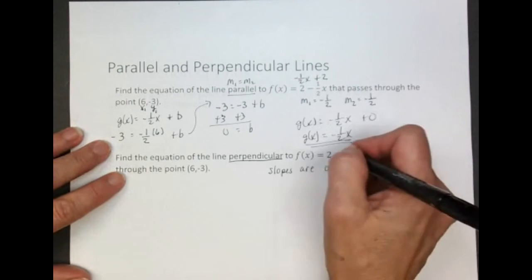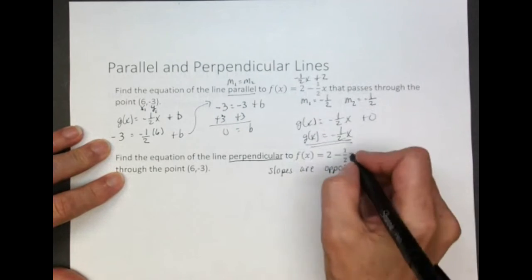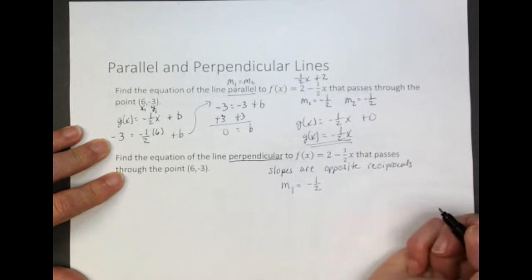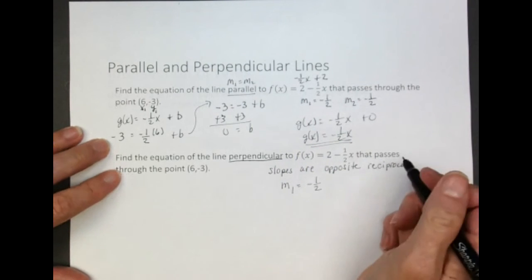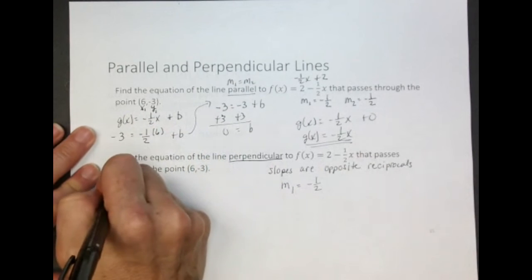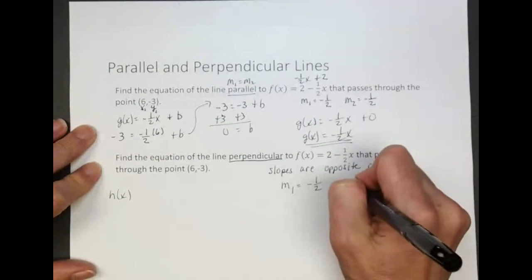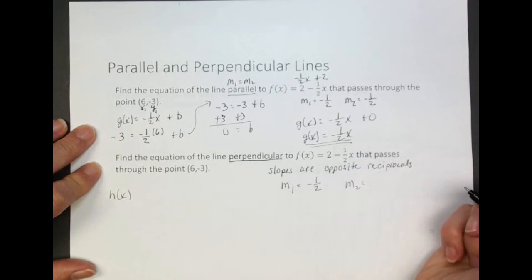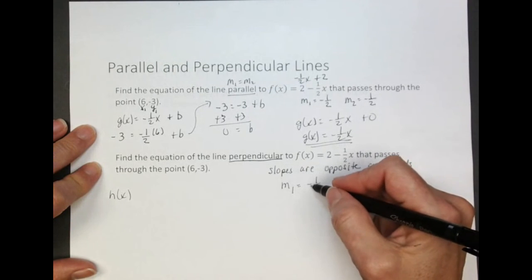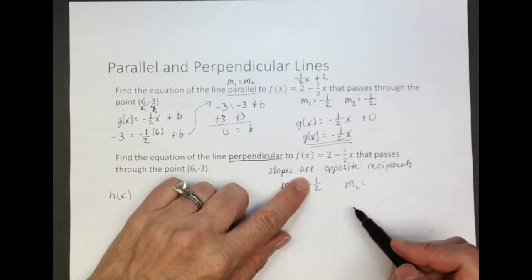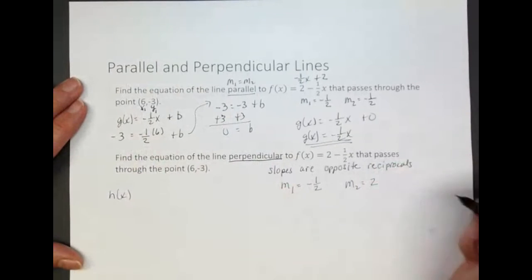All right. Well, if the slope of my given line, or my M1, is negative 1/2, the slope of the line that I'm looking for, maybe call it h of x, my M2, is going to have to be what? Well, it's going to be positive, because they have the opposite sign. And what would I multiply 1/2 by to get 1? 2. So the slope of my second line is going to be 2.